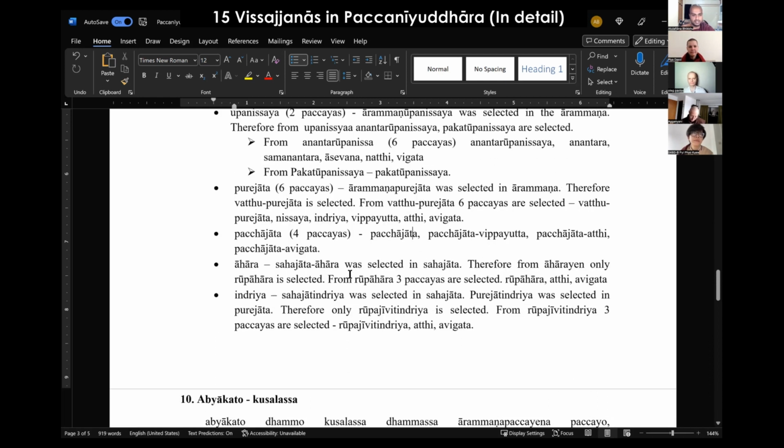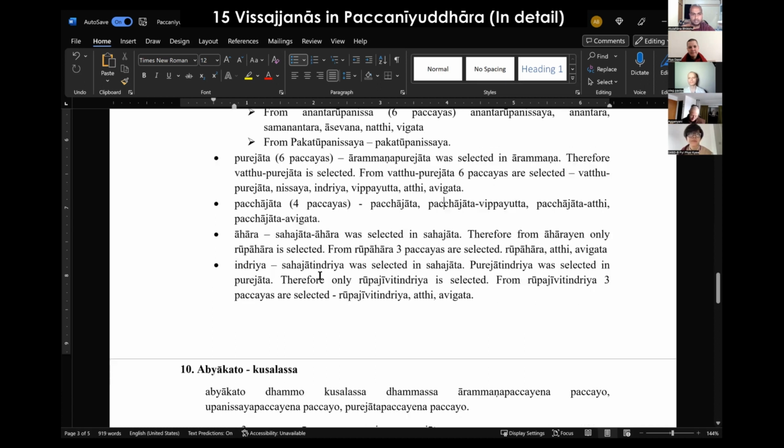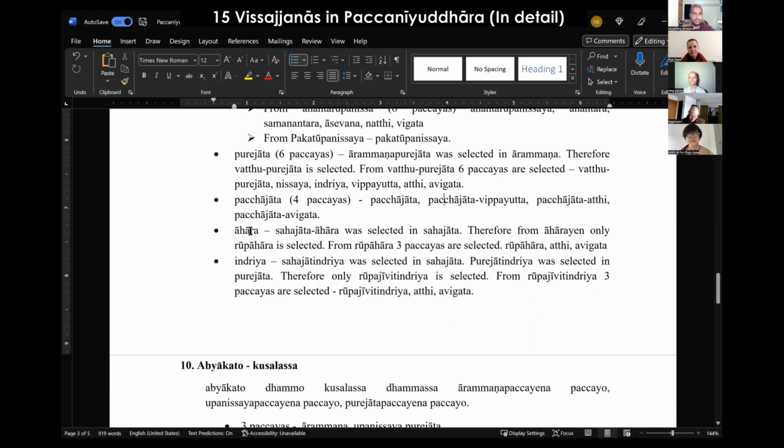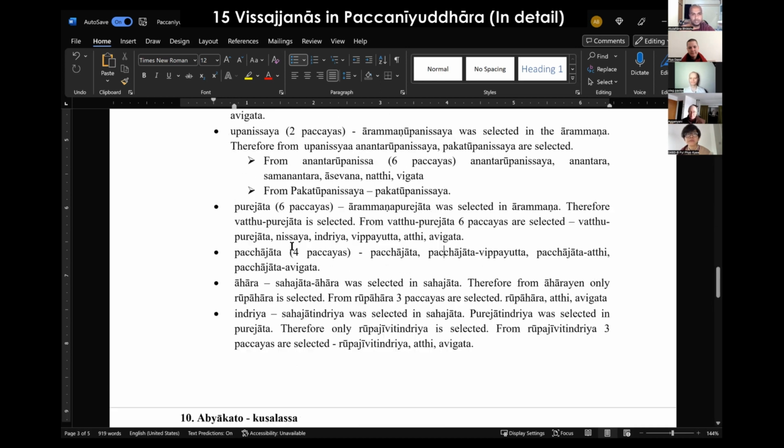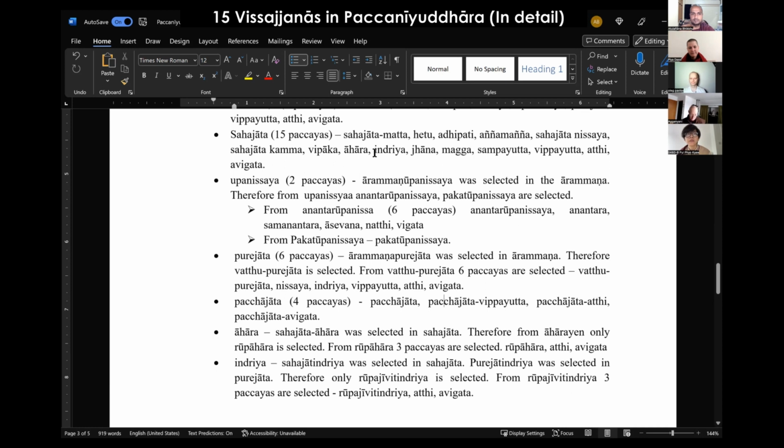From the Paccayāta, the 4 Paccayas: Paccayāta, Paccayāta Vippayutta, Paccayāta Atti, and Paccayāta Avigata. When it comes to the Ahara, we know the Ahara Paccaya is also two-folded, the Namahara and the Rupahara. The Namahara was included in the Sahajata, right?